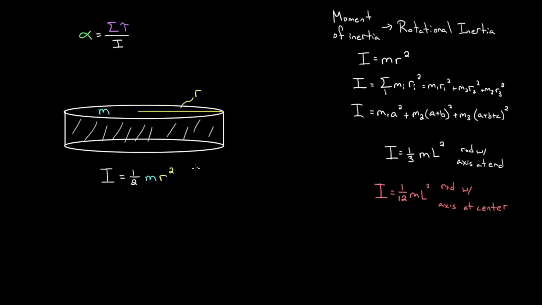That this is for a cylinder with the axis through the center. So it's rotating around a point right here. So it's rotating like this around this point here. And that's important to note.